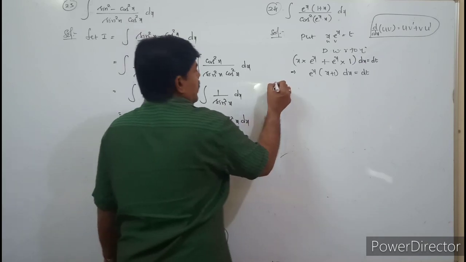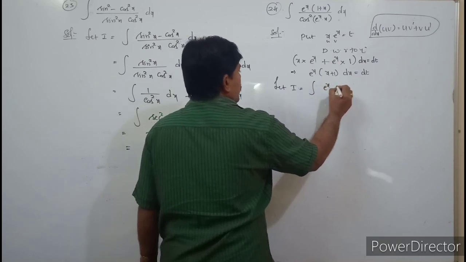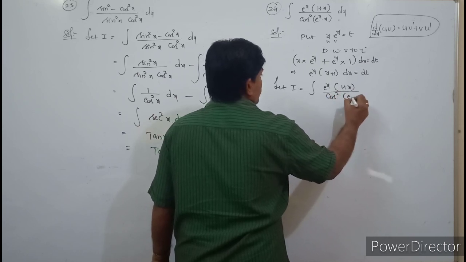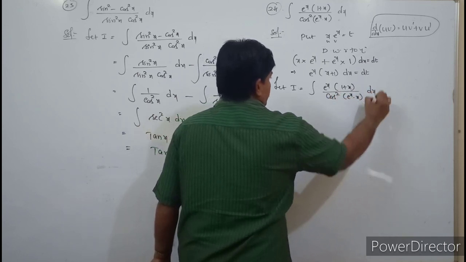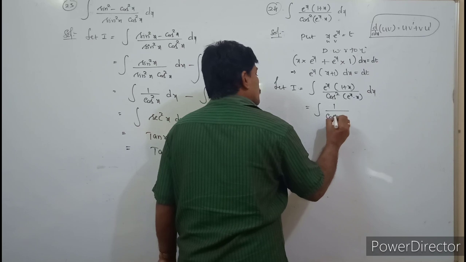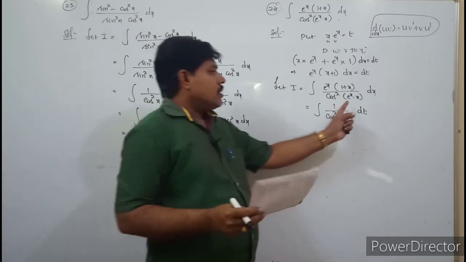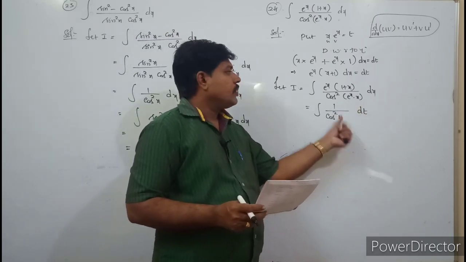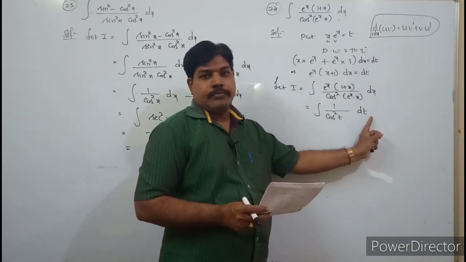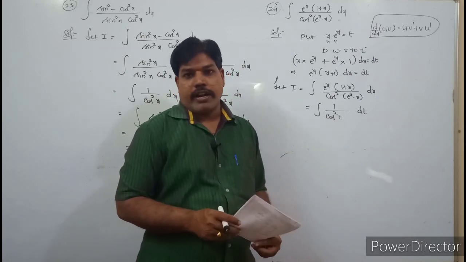So take the problem. Let I is equal to integral of e power x into 1 plus x by cos square of x e power x into dx. So what will this problem become? Integral of 1 by cos square t into dt. So see that problem. Why? Because x into e power x you have taken as t, e power x into 1 plus x into dx, this total term will become dt. The total numerator will become dt. So the problem will become integral of 1 by cos square t into dt.